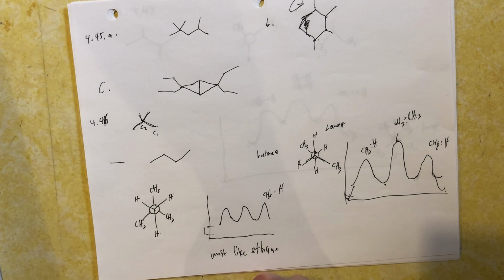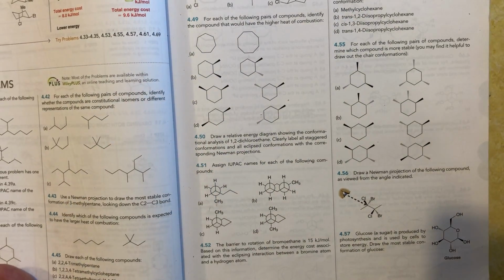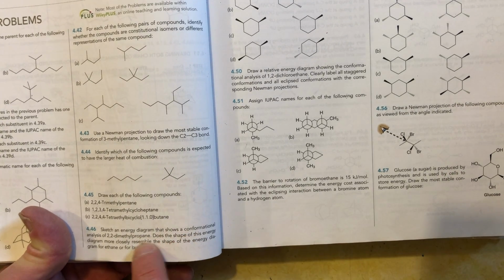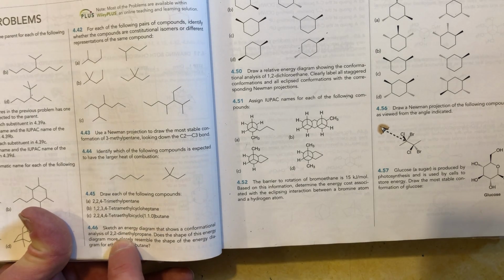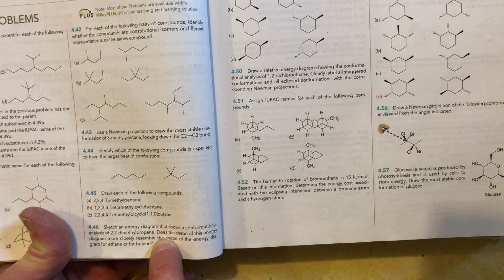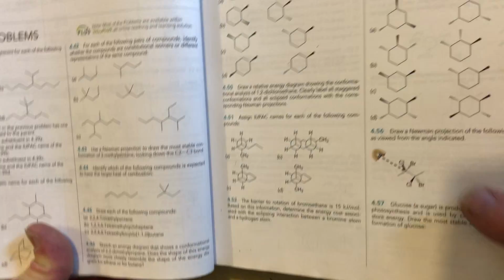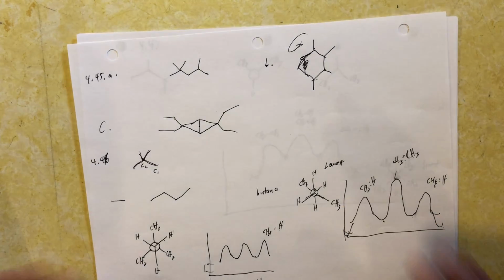We're on 446. So we want to sketch an energy diagram, and my energy diagrams aren't that horribly accurate here, just to give you the idea. It's going to show you a conformational analysis of 2,2-dimethylpropane. And does the shape of that resemble ethane or butane? Well, let me do ethane first, because that's the one it resembles.